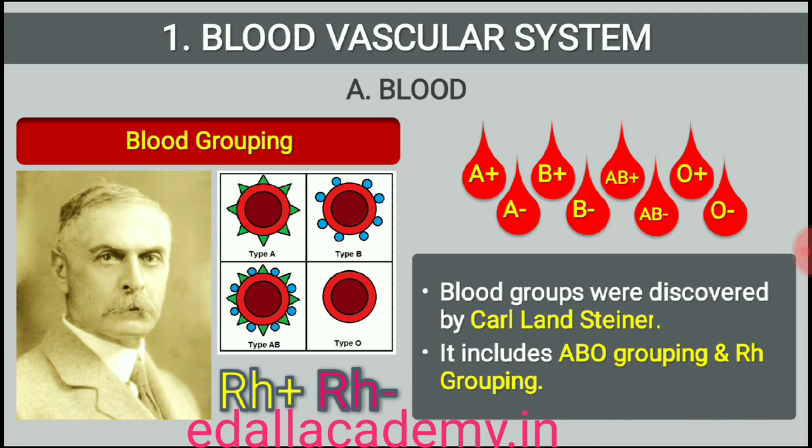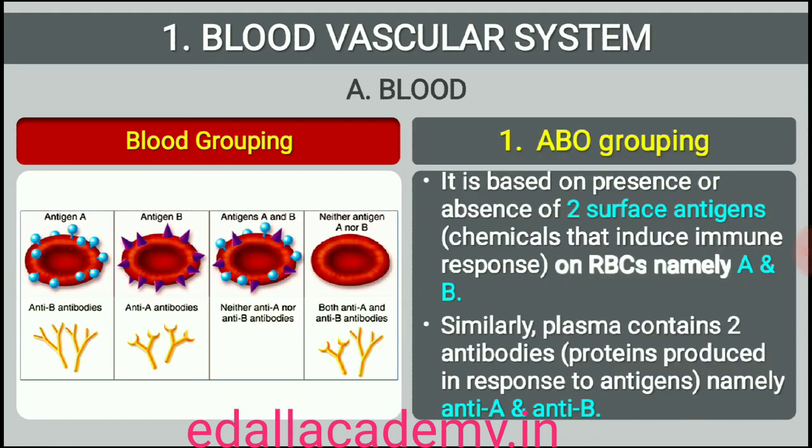Various types of grouping of blood has been done. Two such groupings, the ABO and Rh, are widely used all over the world. ABO grouping. ABO grouping is based on the presence or absence of two surface antigens, chemicals that can induce immune response, on the RBCs, namely A and B.